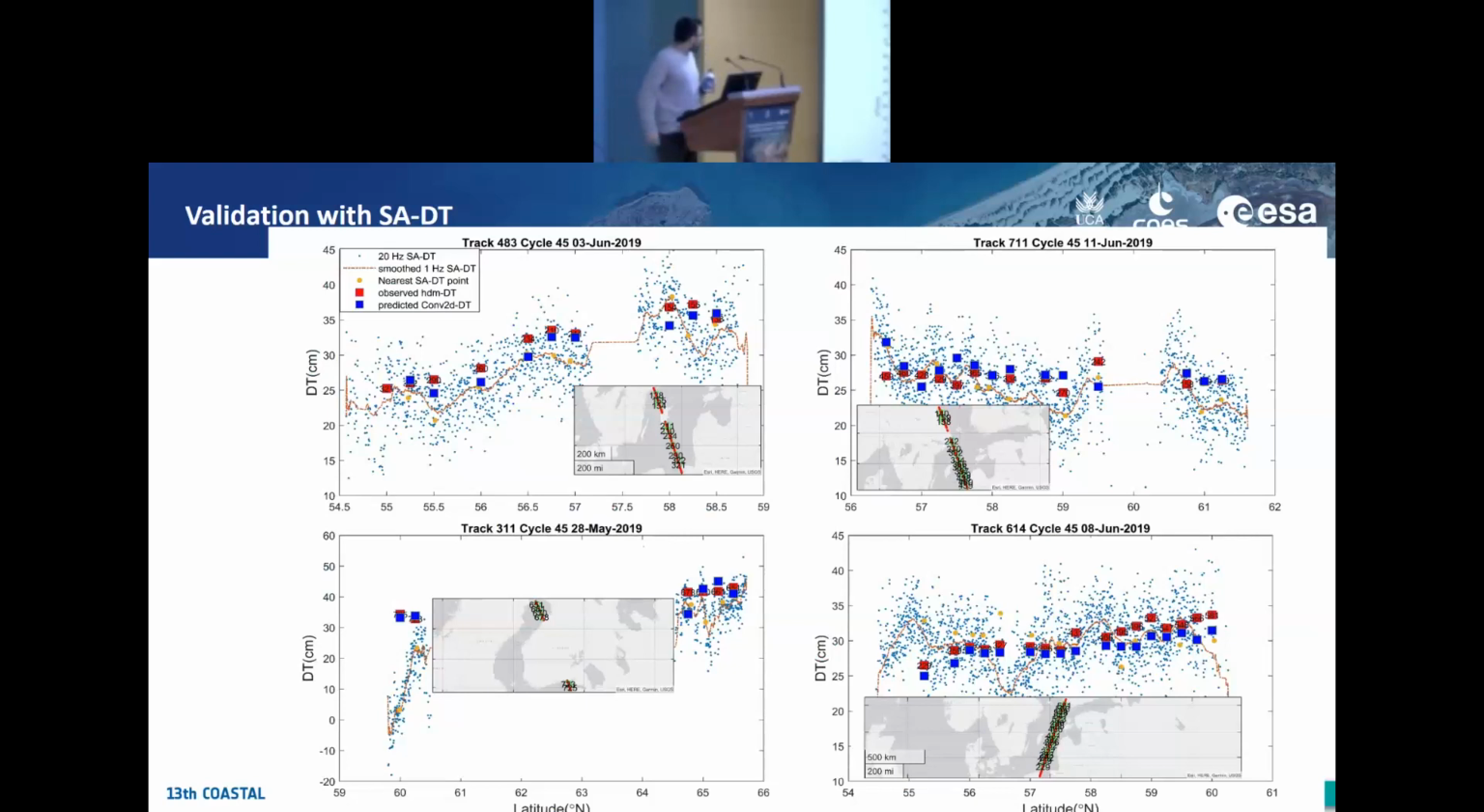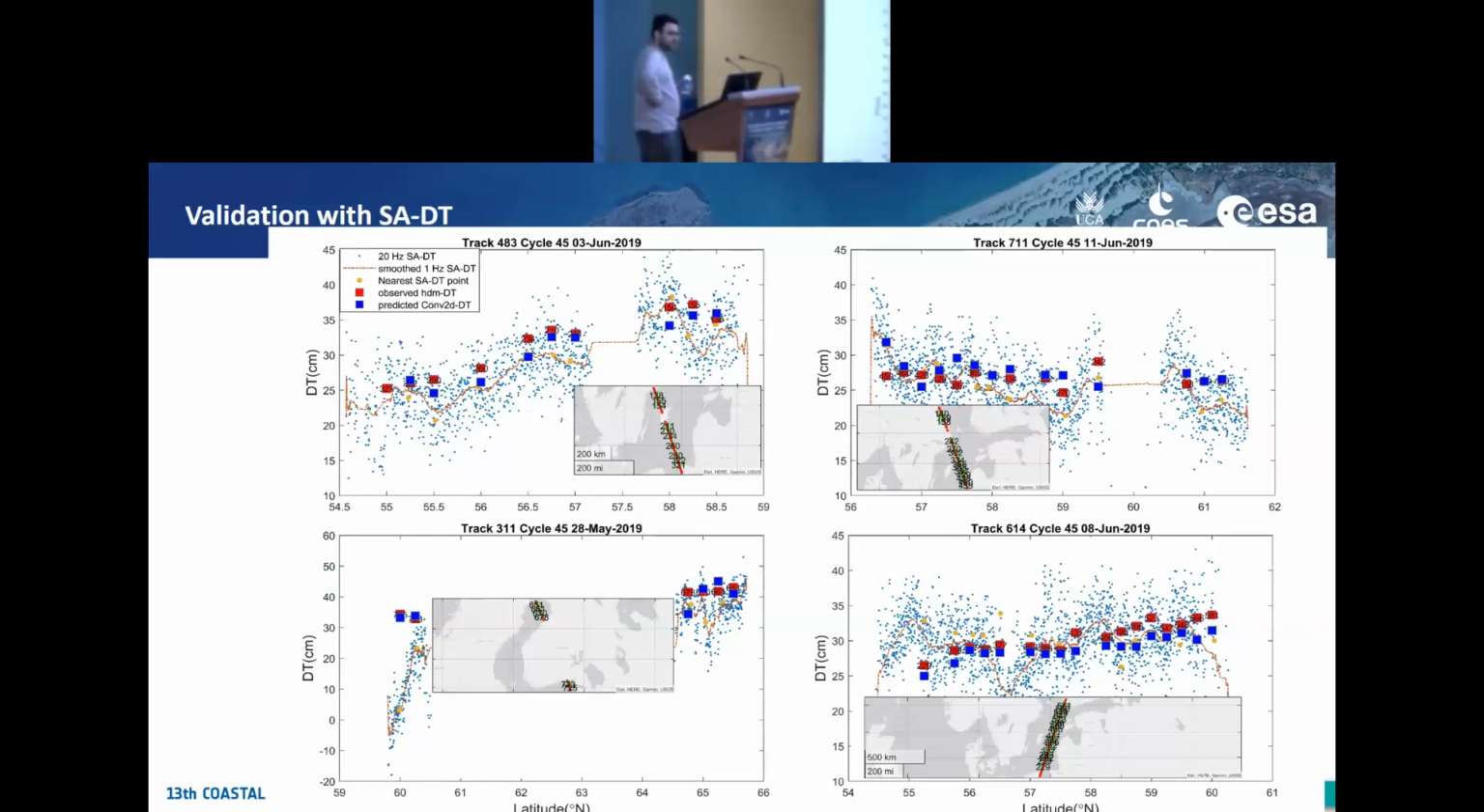We validated the final results by four tracks of ESA-ESRIN altimetry data. The figures compare the 20 Hz ESA-ESRIN and the smoothed 1 Hz ESA-ESRIN, also highlighted by yellow nodes, which show the nearest points to the grid node. The red squares are the observed HDMDT, and our predicted Conv2D dynamic topography is the blue one.